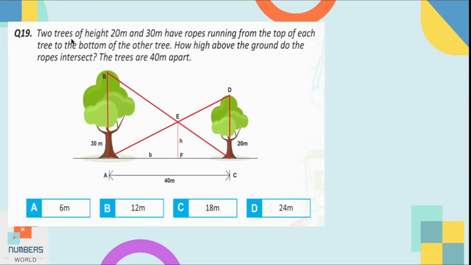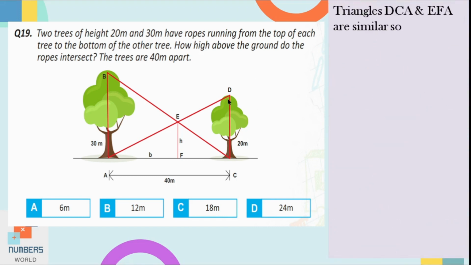Question number 19. Two trees of height 20 meters and 30 meters have ropes running from the top of each tree to the bottom of the other tree. How high above the ground do the ropes intersect? The trees are 40 meters apart. So we can see that triangles DCA and EFA are similar. So their heights ratio is equal to base ratio.